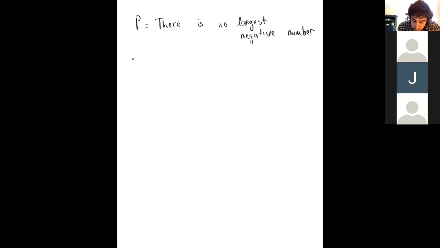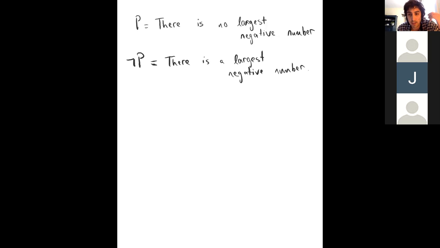But the key step is you want to start by taking the negation of this statement, because the negation will be easier or more straightforward to write with symbols. So the negation is that there is a largest negative number. Right? The negation is just the opposite of the original. Okay, so this still isn't in math syntax. So maybe, what does it mean to be a largest negative number? It means that if you give me any other negative number, I'm bigger than it, right? The largest negative number will be bigger than all other negative numbers.